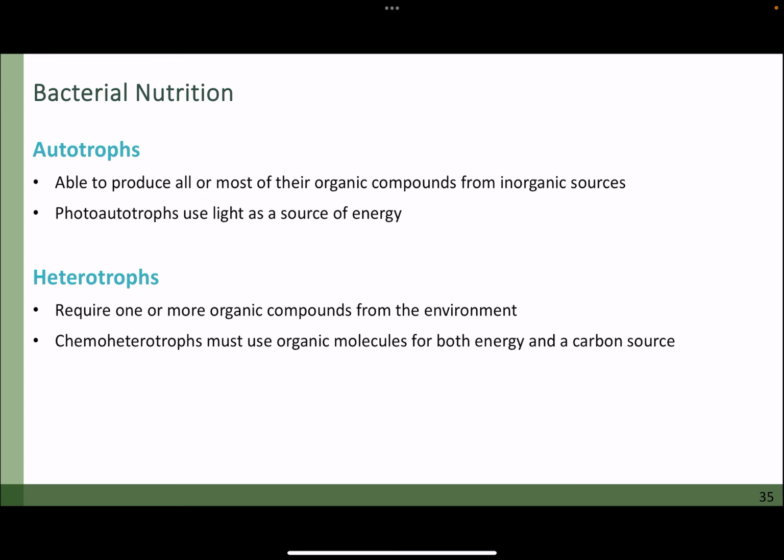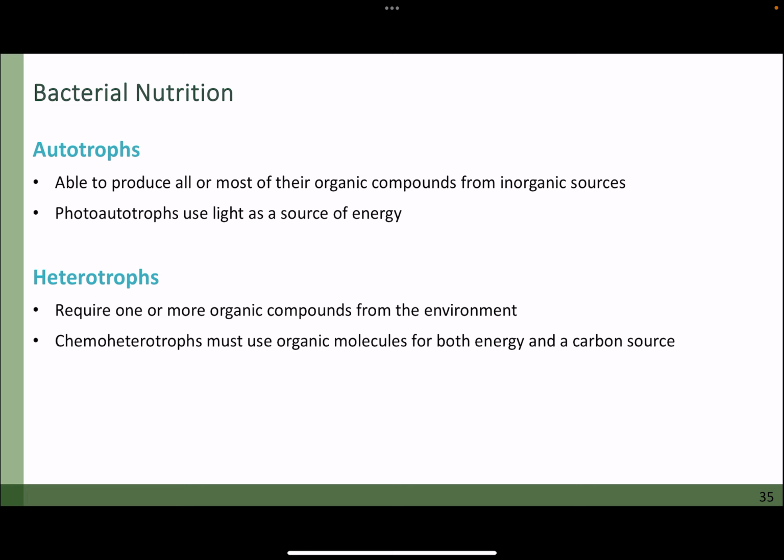So last little bit, there's a huge diversity in bacterial nutrition. The two major groups are going to be our autotrophs and heterotrophs. So autotrophs can produce their own organic compounds from inorganic ones. Our common example of this are our photoautotrophs. These are the ones that perform photosynthesis. And they are going to take inorganic carbon in the form of carbon dioxide, and they're going to convert it into glucose.